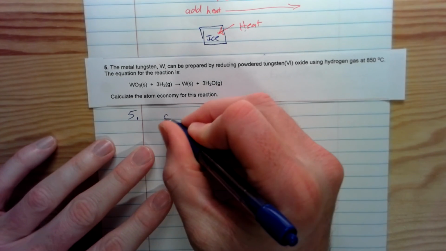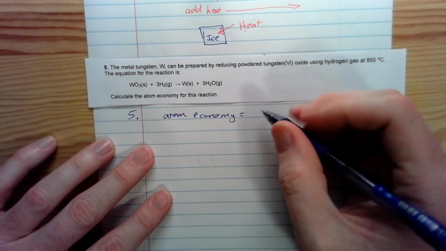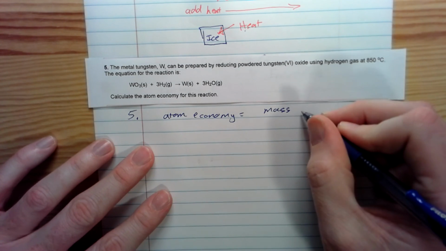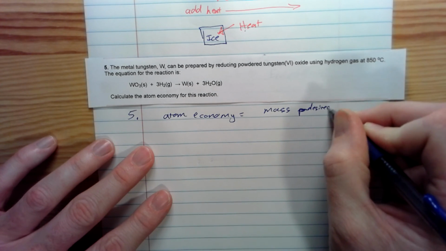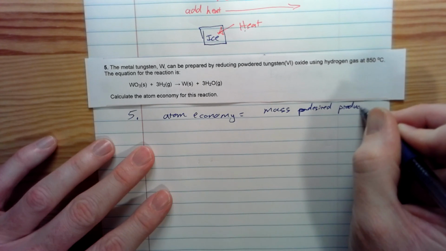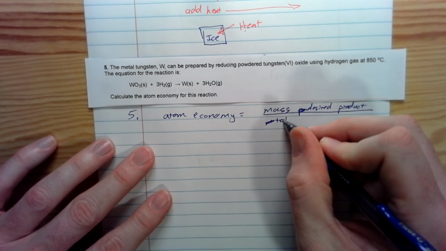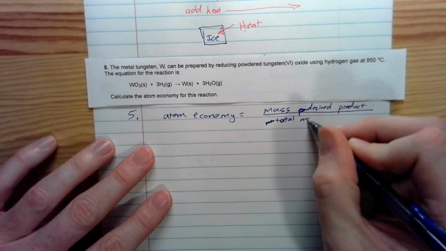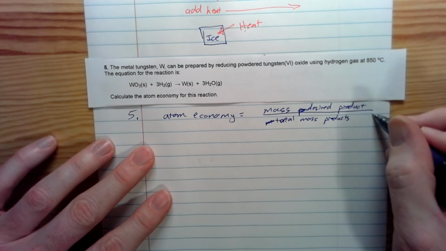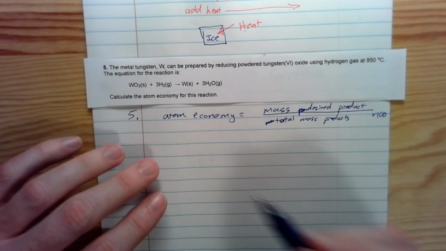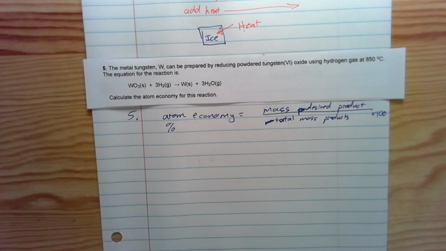So what we are going to do is, atom economy is the mass of our desired product divided by the total mass of products, times 100, because it's a percentage. Okay, so this could be referred to as a percent atom economy.